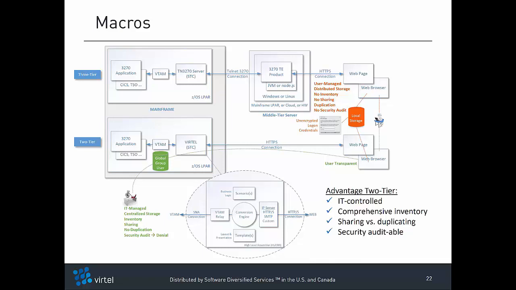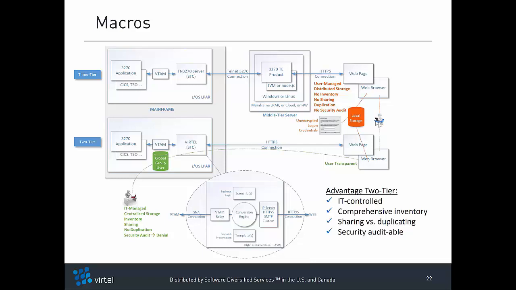Global macros can be seen and used by anyone, so they're shared by anyone. Group macros can be seen, used, and shared by any group member, and those groups are like predefined RACF user groups. And personal macros can only be seen and used by the person who developed them. So now you have a consistent and complete inventory of your macros. You can share them rather than duplicate them.